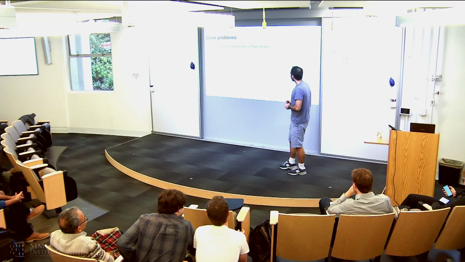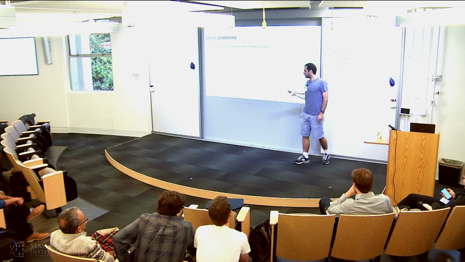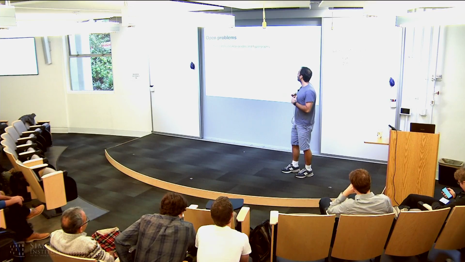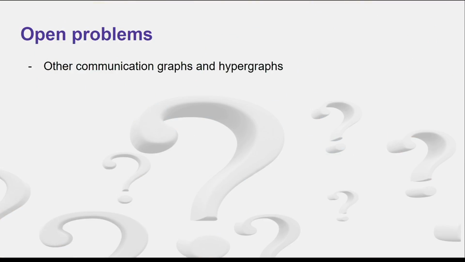Okay, so the first open problem is to consider other communication graphs, where some pairs can appear more often than other pairs. We can even consider hypergraphs, where some sender wants to communicate to more than one receiver.